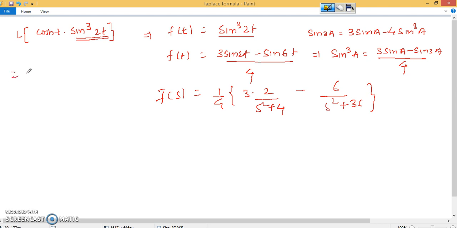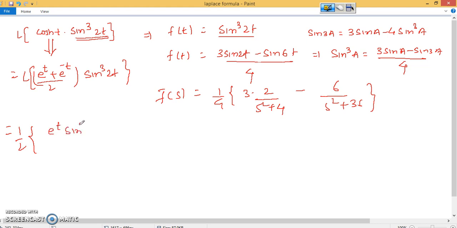So here we'll get the Laplace of this one, e to the power of t plus e to the power of minus t by 2. This is cos hyperbolic t, and this one's Laplace we got here. First we will multiply by sine cube of 2t. So we can write 1 by 2 is outside, e to the power t into sine cube of 2t plus e to the power of minus t into sine cube of 2t. I am going a little fast because of time shortage, and you can solve the problem step by step and check out the answer. 1 by 2 sine cube's Laplace is this.